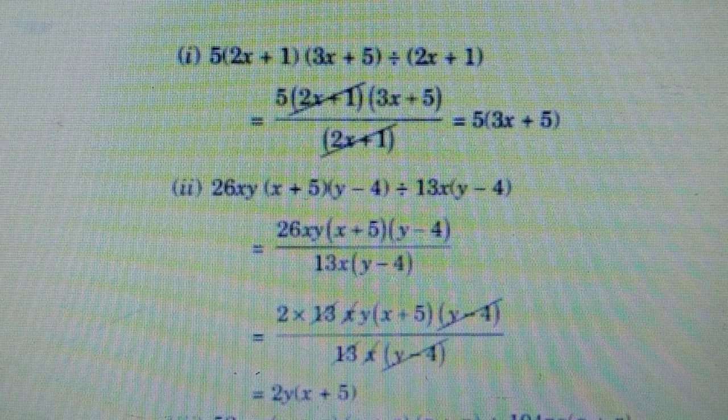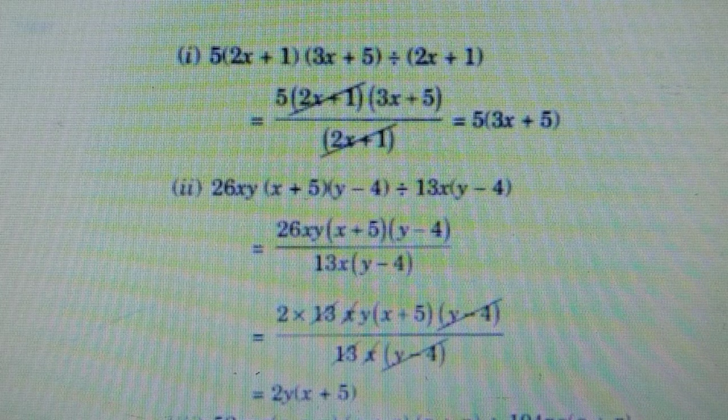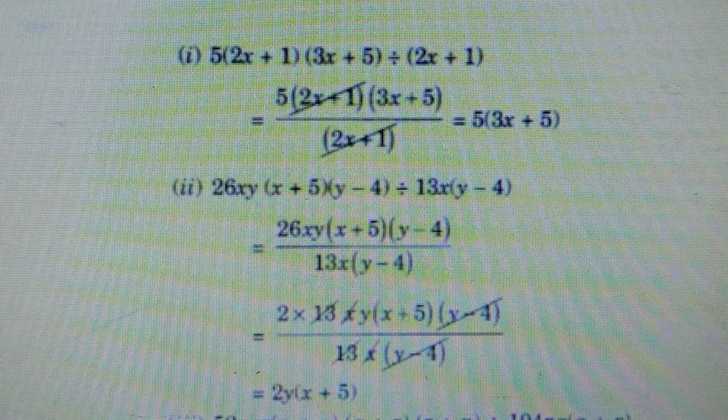Class 8 exercise 14.3 was going on. We have to take up question number 4 now. Okay, so divide as directed.